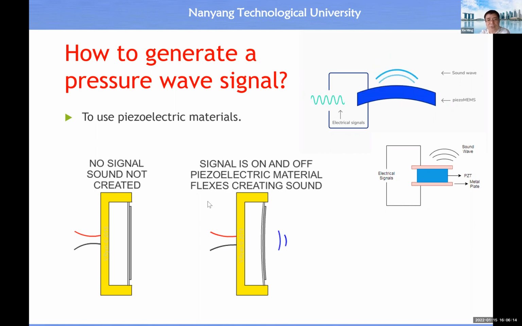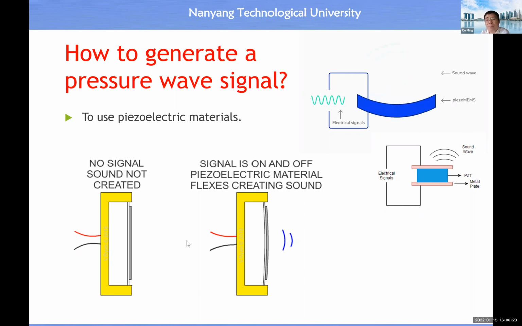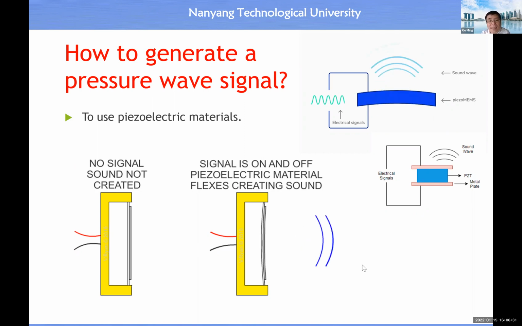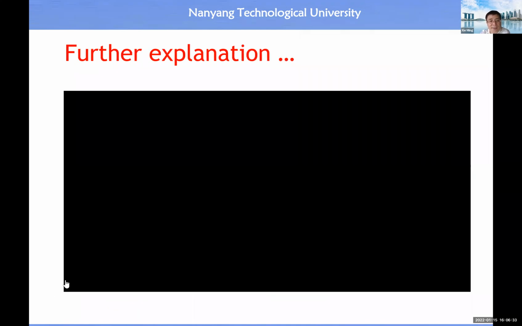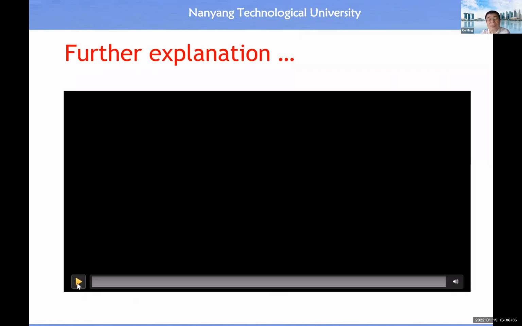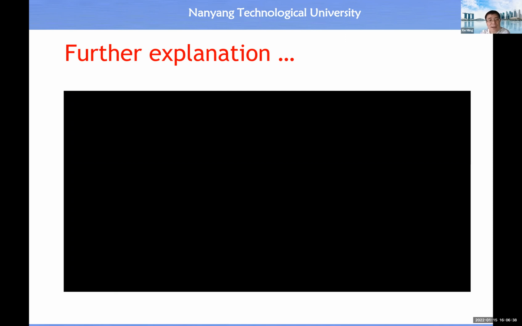This animation shows what is happening, okay? Here we have, let's say, a sine wave voltage signal, a sine function of a voltage signal. Then we have a pressure wave coming out, all right? This video first explains the implementation in practice.